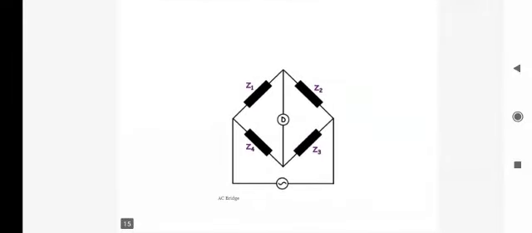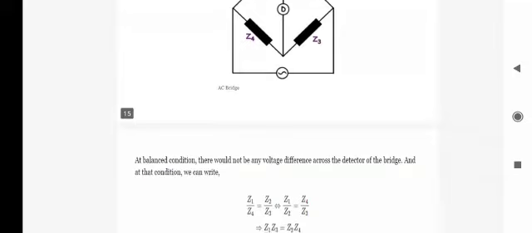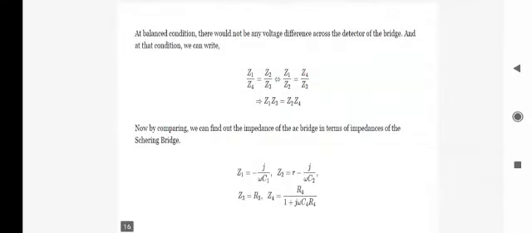And this is the circuit of the AC bridge of Schering's capacitors. At balance condition, there would not be any voltage difference across the detector of the bridge, and at that condition we can write Z1 Z3 equals Z2 Z4. Now by comparing, we can find out the impedance of the AC bridge in terms of the impedance of the Schering bridge.